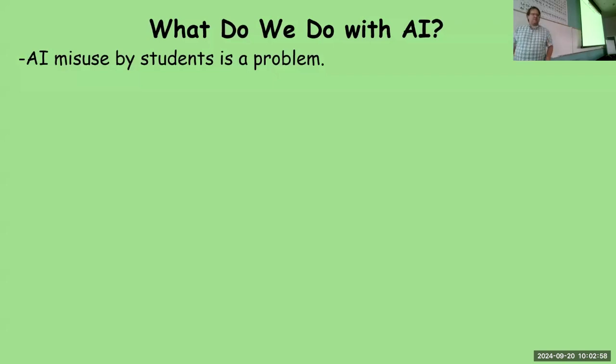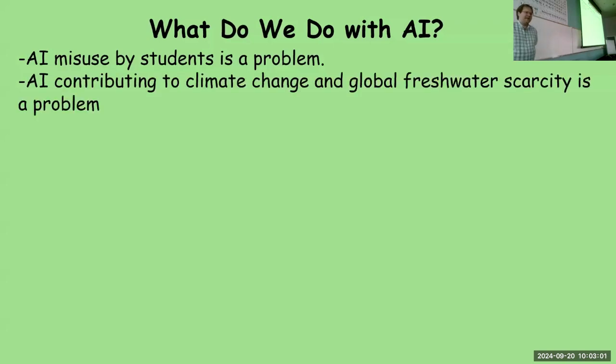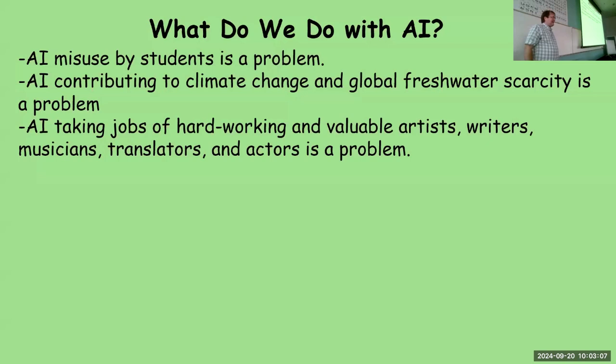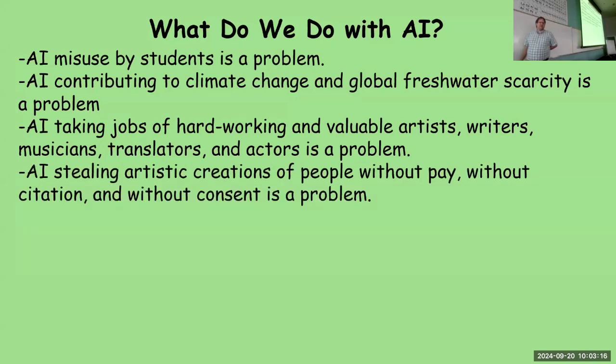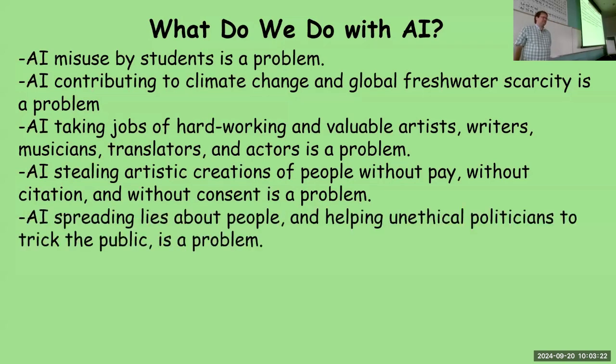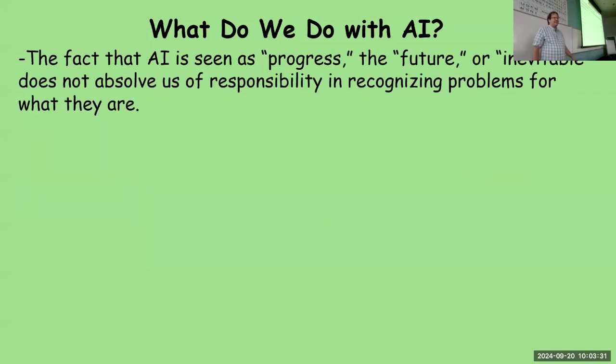So overall, I would say AI misuse by students is a problem. AI contributing to climate change and global freshwater scarcity is a problem. AI taking the jobs of hardworking and valuable artists, writers, musicians, translators, and actors is a problem. AI stealing artistic creations of people without pay, without citation, and without consent is a problem. AI spreading lies about people and helping unethical politicians to trick the public is a problem. So the fact that some people see AI as progress, the future, or inevitable does not absolve us of the responsibility in recognizing problems for what they are.